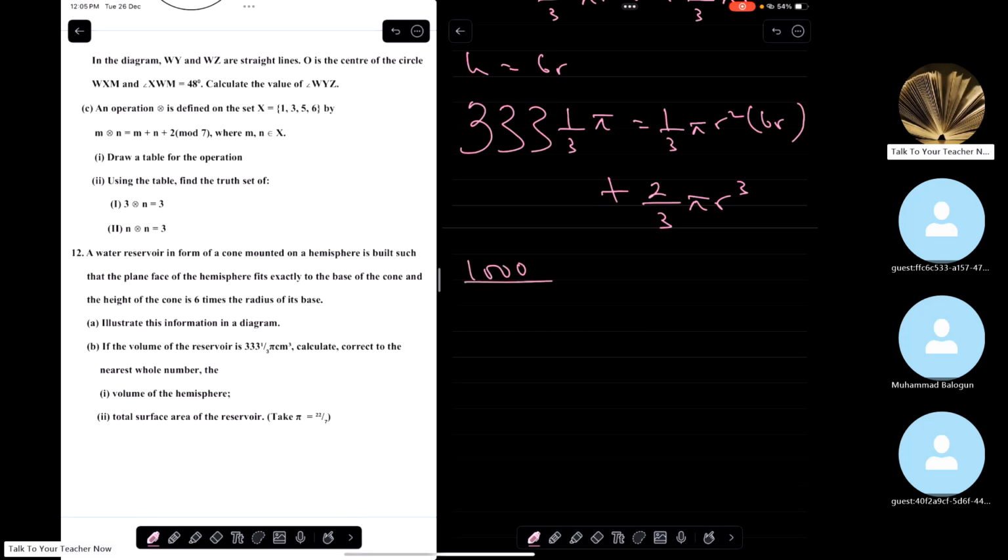1 over 3 pi. Now look at that. This is going to be 1 over 3 pi r cubed.